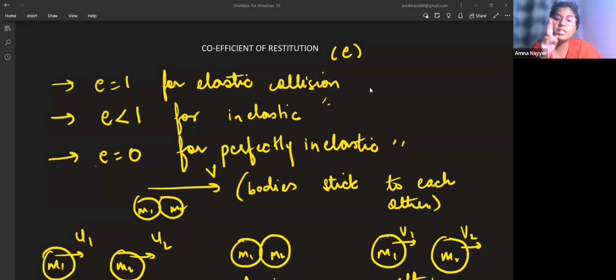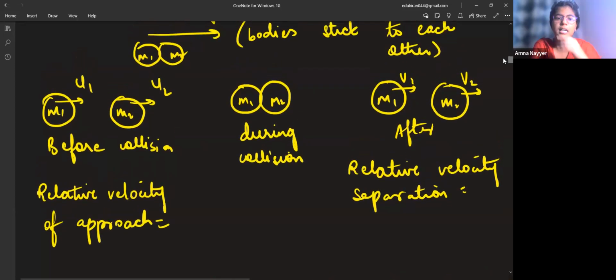See, elastic collision, inelastic, we have studied. Now, what is perfectly inelastic? These values will be clear first. Understand here. U1 is the velocity of the body with mass M1, and U2 is the velocity of the body with mass M2 before collision. During collision both bodies are colliding, and afterwards V1 is moving and V2 is moving.